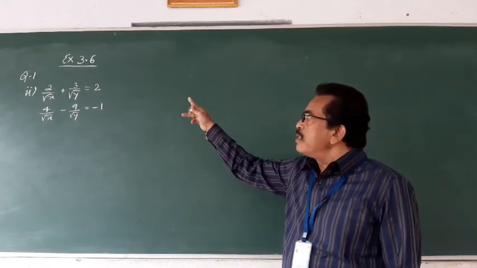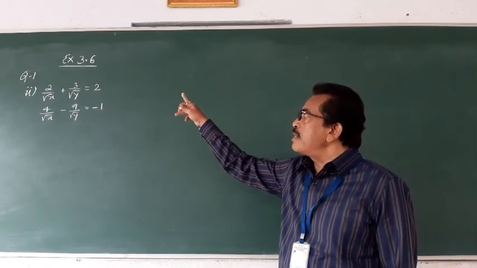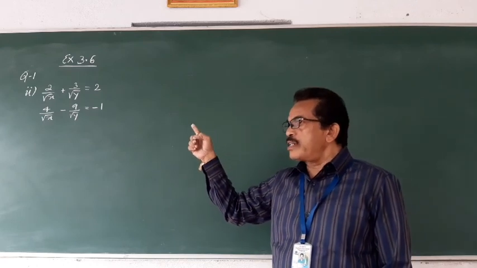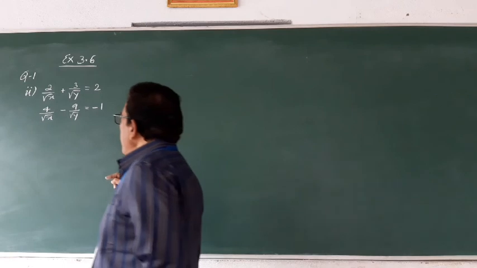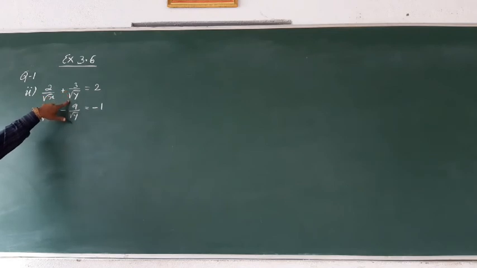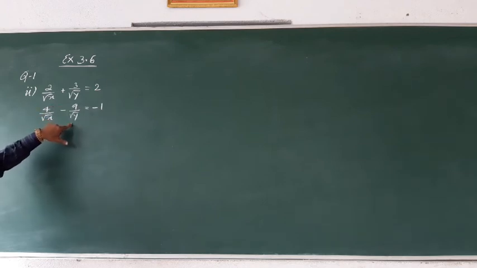See, yesterday we have solved exercise 3.6 first one. Today let us continue from the second problem. 2 divided by root x plus 3 divided by root y equals to 2. Then 4 divided by root x minus 9 divided by root y equals to minus 1.